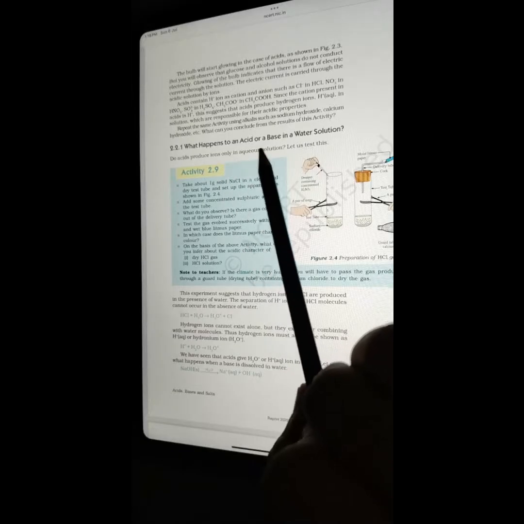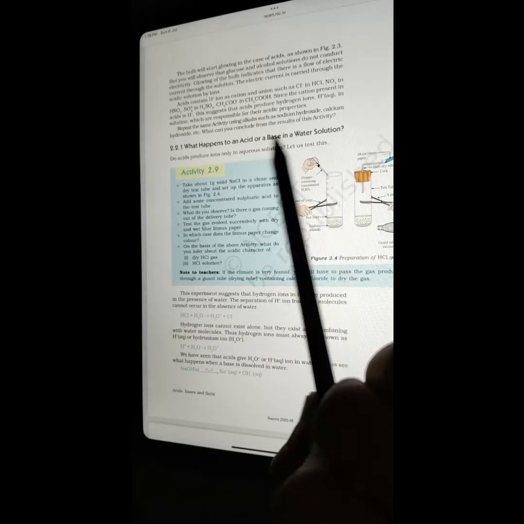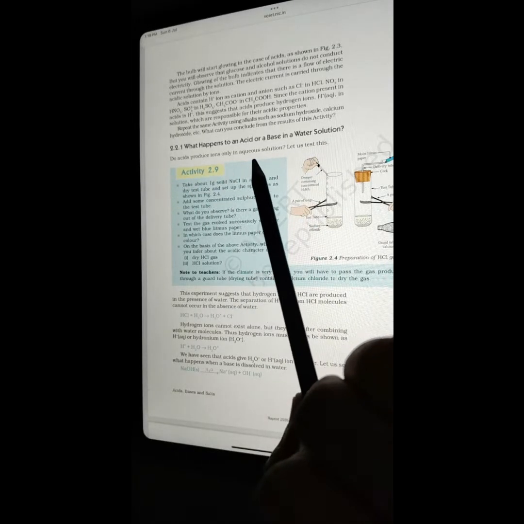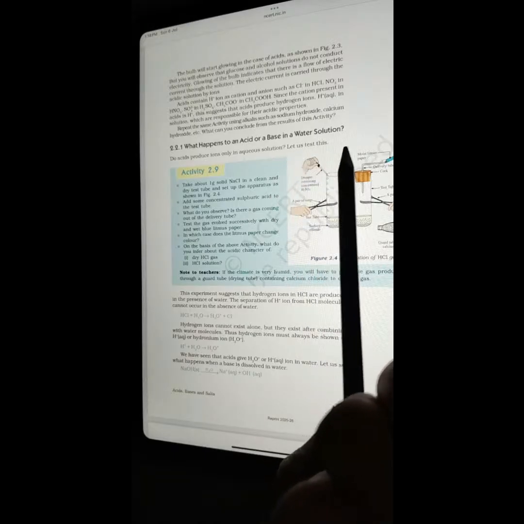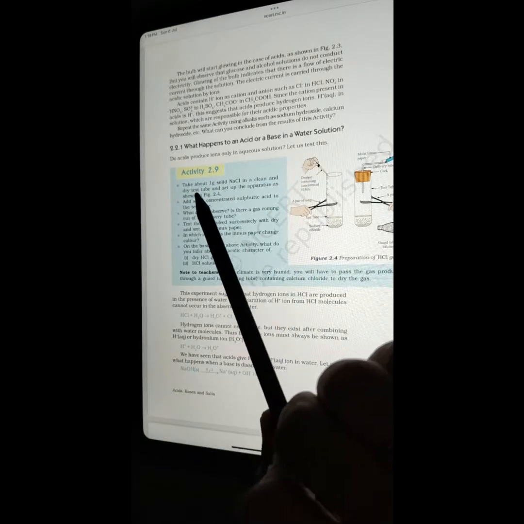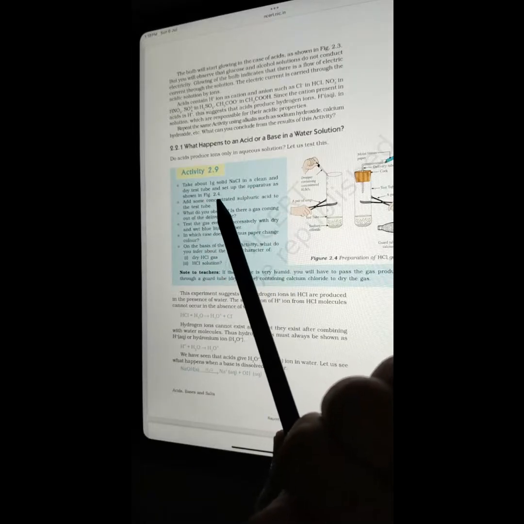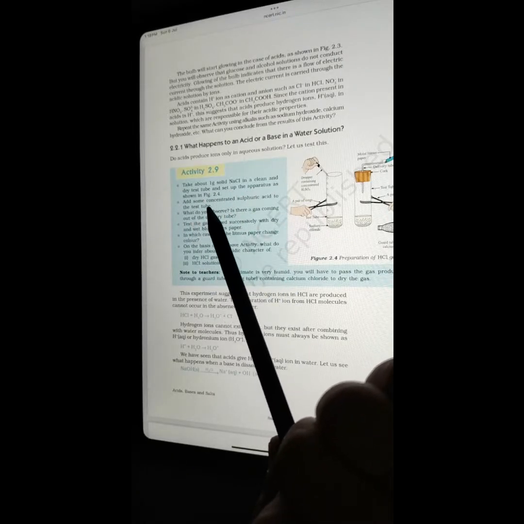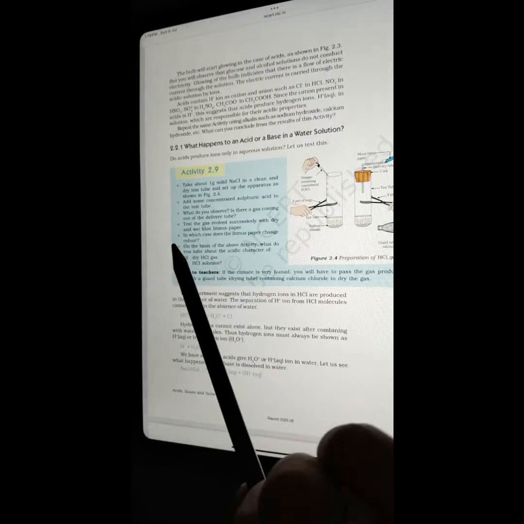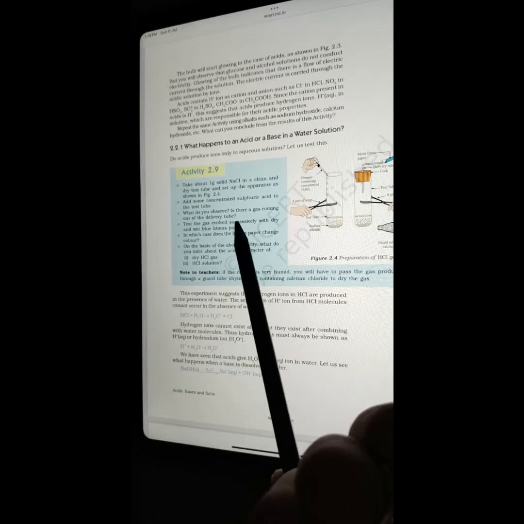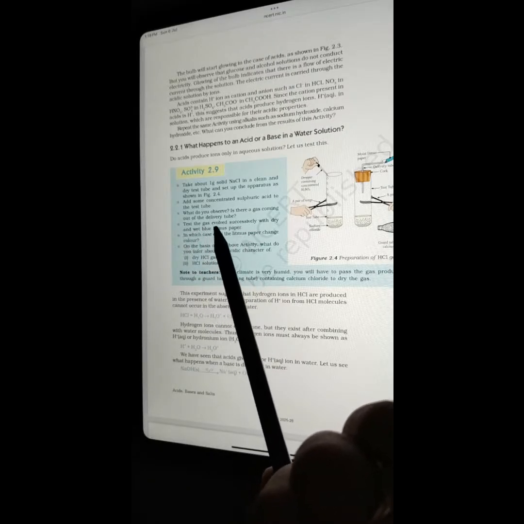2.2.1, what happens to an acid or a base in a water solution? Do acids produce ions only in aqueous solution? Let us test this. Activity 2.9. Take about 1 gram of solid NaCl in a clean and dry test tube and set up the apparatus as shown in figure 2.4. Add some concentrated sulfuric acid to the test tube. What do you observe? Is there a gas coming out of the delivery tube?